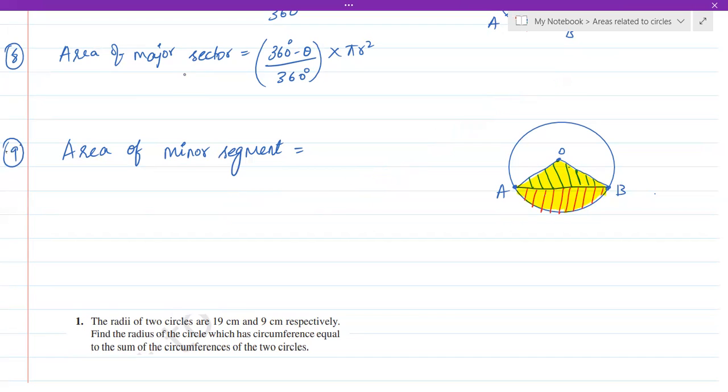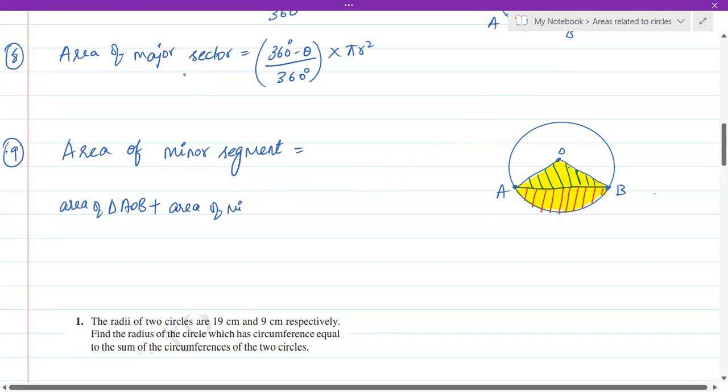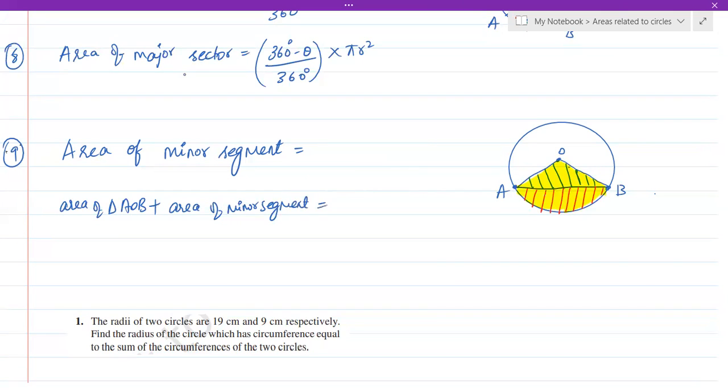So what we did was, we added the green area with the red area. What is the green area? Triangle. Area of triangle AOB plus area of minor segment. If you add both, we clearly get to know that we'll be getting the area of the minor sector, isn't it? We'll be getting the area of the minor sector.